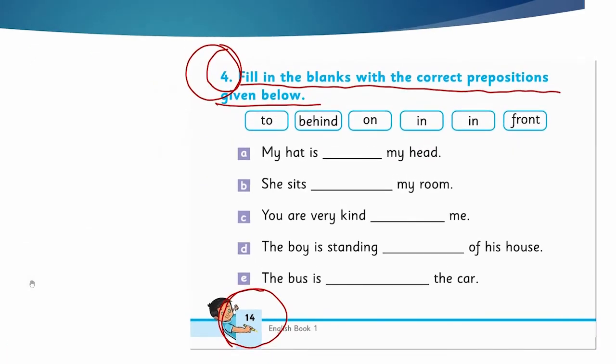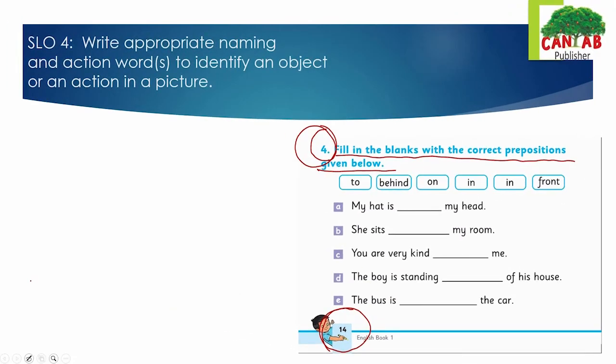So let's try to fill it up with the right answers. We have to pick the words which are given to us in this box. So we will read very carefully and go one by one. Sentence A. My hat is dash my head. Is your hat in front? In the head, on the head, behind the head, or to the head?